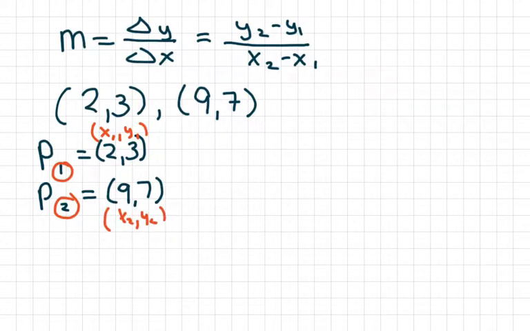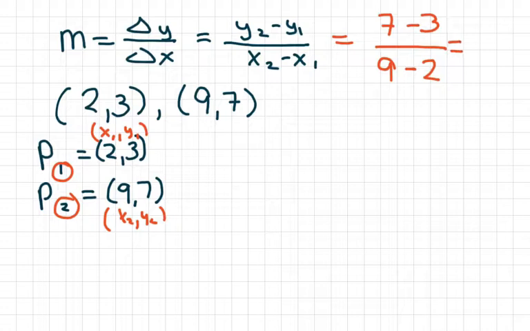And once you have that settled, it doesn't matter which point's first or second, it just depends how you label it. I'm going to use this formula. So y sub 2 is 7 minus y sub 1, which is 3, over x sub 2, which is 9, minus 2. Now, 7 minus 3 is 4. 9 minus 2 is 7. So my slope is 4/7.